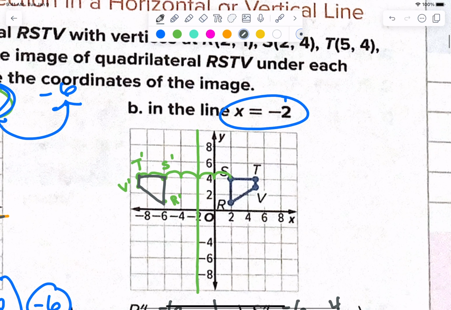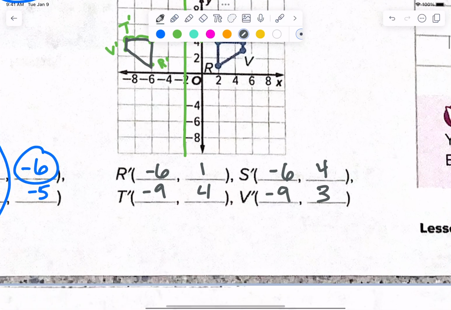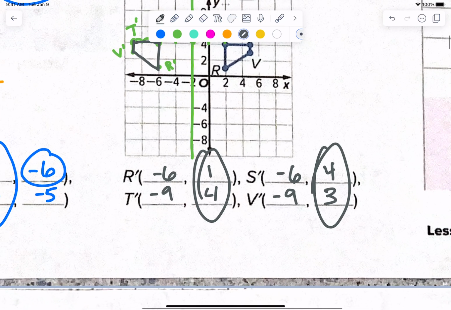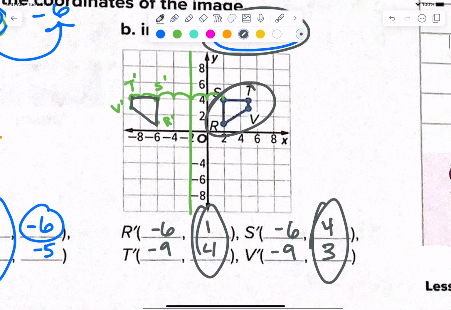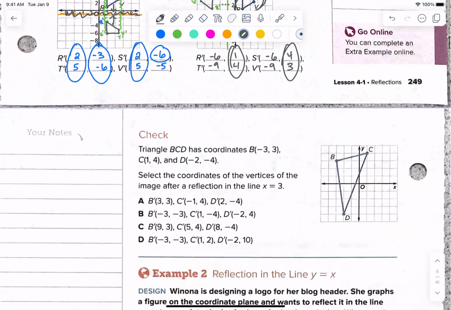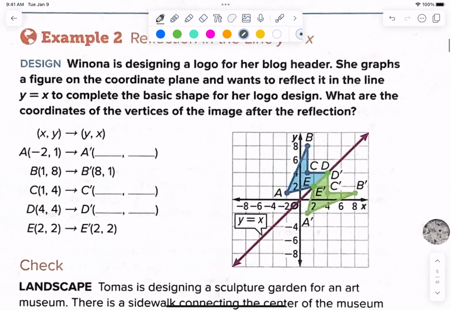Okay, so in this case, because we're flipping across the x-axis, the y's shouldn't have changed, right? Like 1, 4, 4, 3, those stayed the same as 1, 4, 4, 3 over here, right? Okay, it's just the x coordinates moved. Okay, got it? All right, last example.